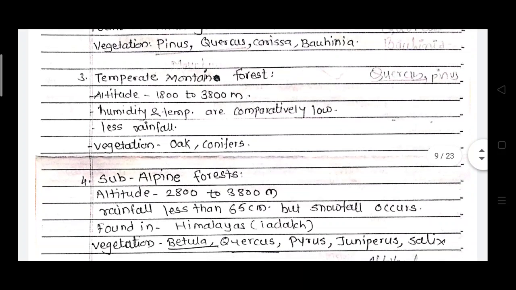Then the third main type of forest present in India is the temperate mountain forest. The altitude of that forest is about 1800 to 3800 meters. The humidity and temperature of that area are comparatively very low, and less rainfall is present in that area. Mostly oak and coniferous plants are present in the temperate mountain forest.